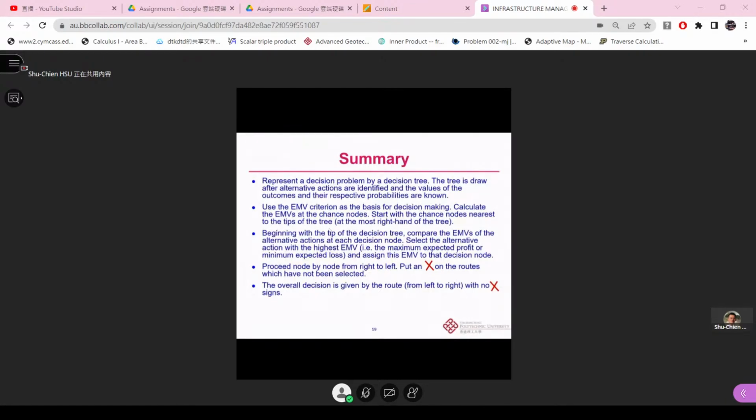So we calculate from the right-hand side to the left-hand side. Beginning with the tips of the decision tree, we compare the EMVs of the alternative actions at each decision node, select the alternative action with the highest EMV, like the maximum expected profit or minimum expected loss, and assign the EMV to that decision node. Then we process node by node from right to left and put a cross on the routes which have not been selected. So the overall decision is given by the routes from left to right without any cross.